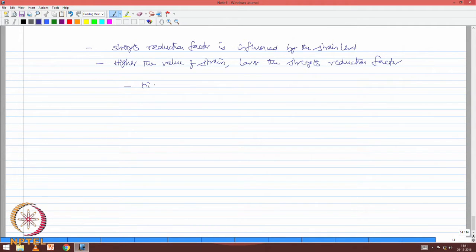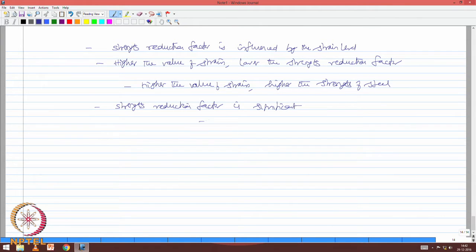That is, higher the value of strain, higher the strength. Strength reduction factor is significant with respect to increase in temperature. So, strength reduction is significant at higher, or let us say elevated, temperatures.